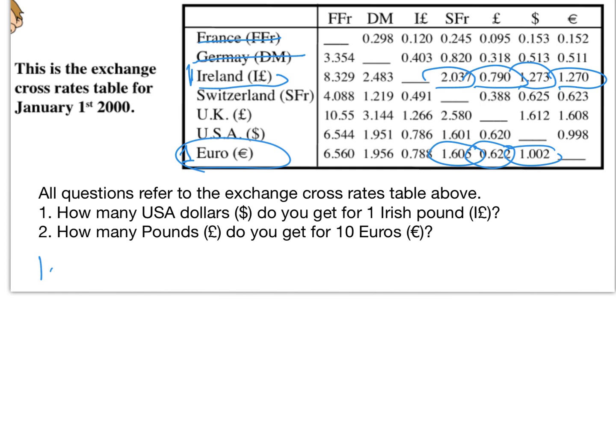Question one, how many US dollars do you get for one Irish pound? If you look at this table, very conveniently, this is the answer straight away. So you actually get 1.273 when you read off the table.